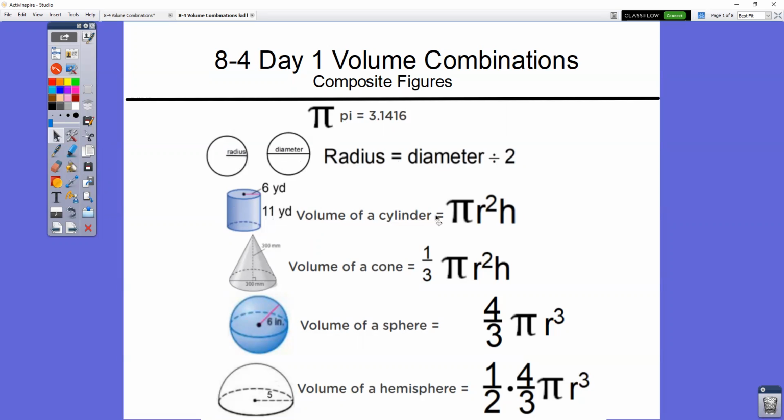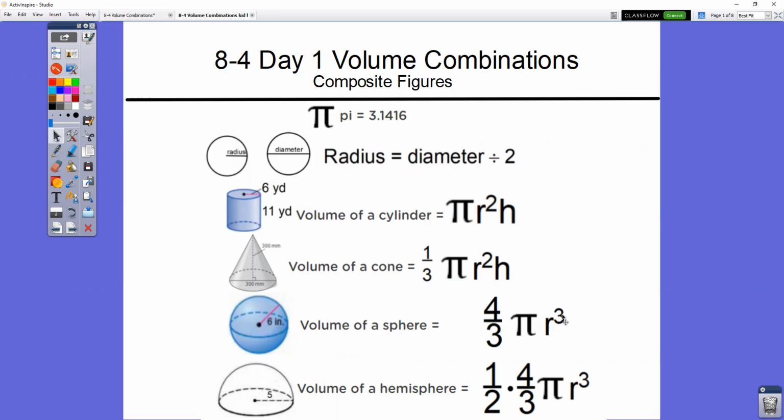Remember, the formula for volume of a cylinder is pi r squared h. For a cone, it is 1/3 pi r squared h. Remember, for 1/3, the easiest way to use 1/3 is just 1 divided by 3. However, you could use 0.333333, filling up that whole entire screen with threes. For a sphere, it is 4/3 pi r cubed. For 4/3, the easiest thing to use is 4 divided by 3, or you could use 1.333333.